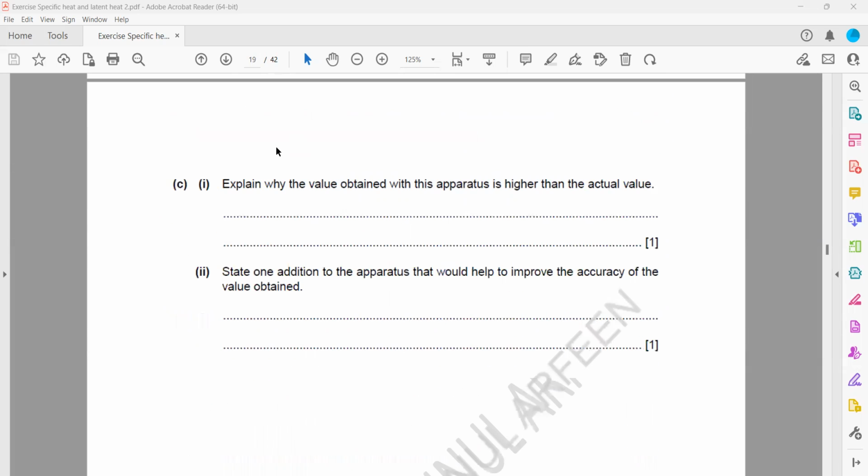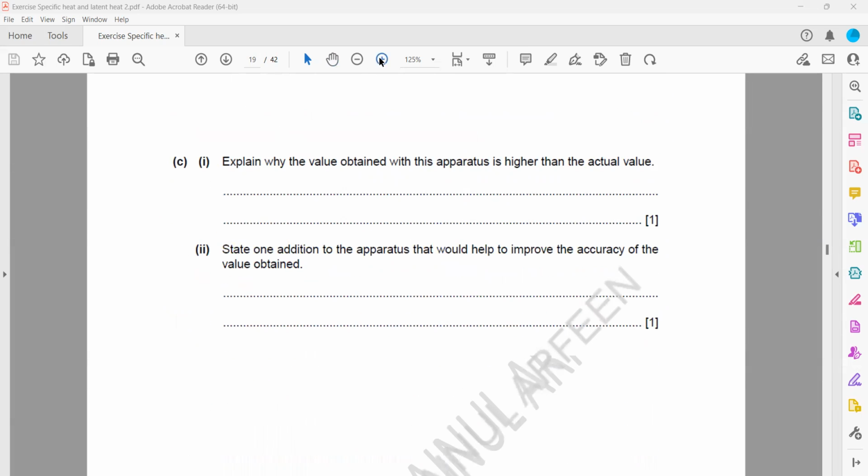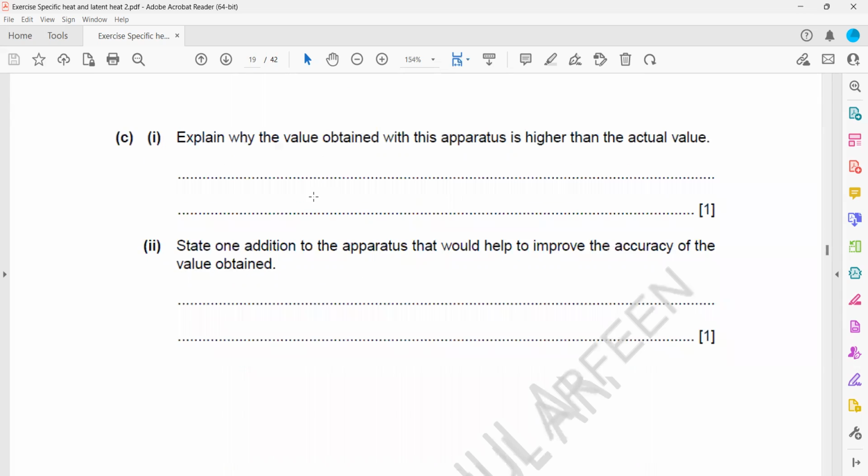Explain why the value obtained by this apparatus is higher than the actual value. It's the same reason we discussed in question 14. What usually happens when we supply heat energy to a block is that it becomes hot and it loses energy to the surrounding. As it loses energy to the surrounding, the temperature change will be small. As a result, the specific heat capacity will be higher. So, heat loss to the surrounding.